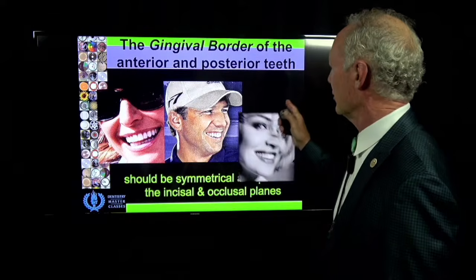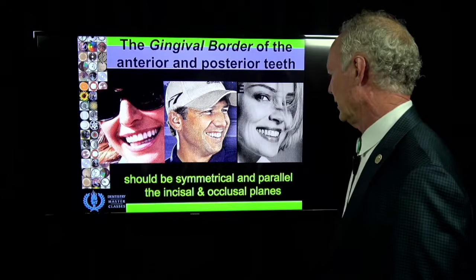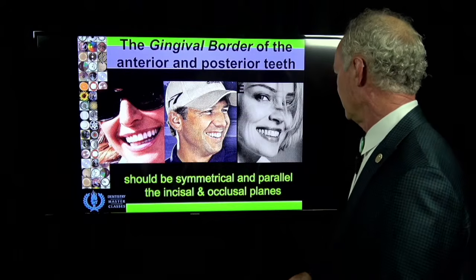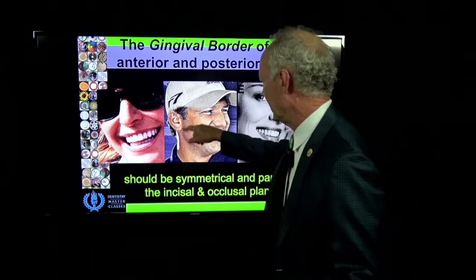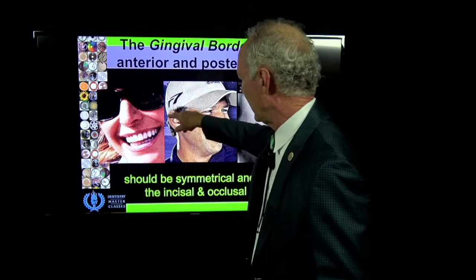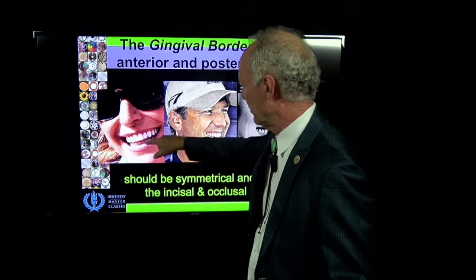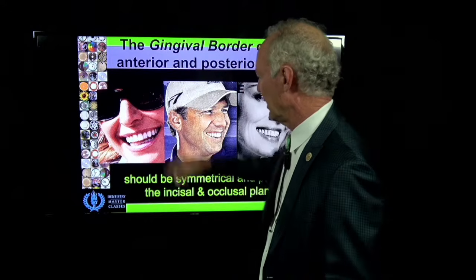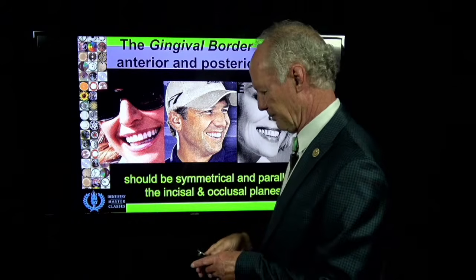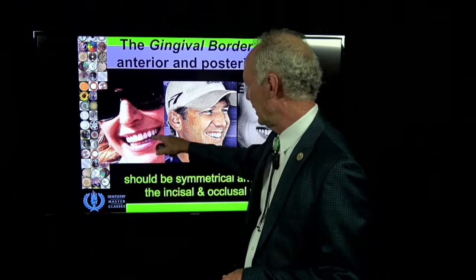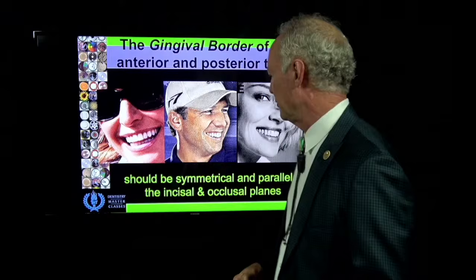The gingival border of the anterior and posterior teeth should be symmetrical and parallel the incisal and occlusal planes, meaning you want the gingival line all the way back to the posterior teeth to approximately parallel the incisal plane and the occlusal plane. You want it to look like a horseshoe. You don't want a big step between the cuspids and the posterior teeth.